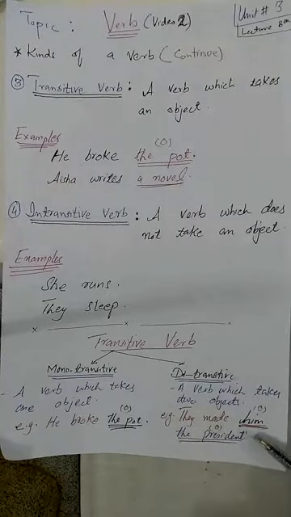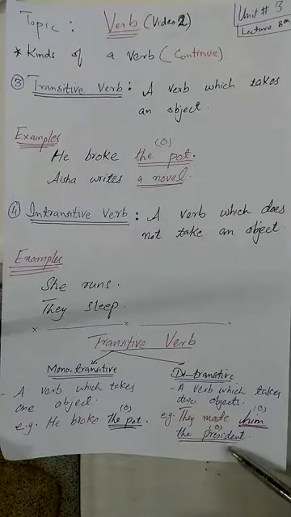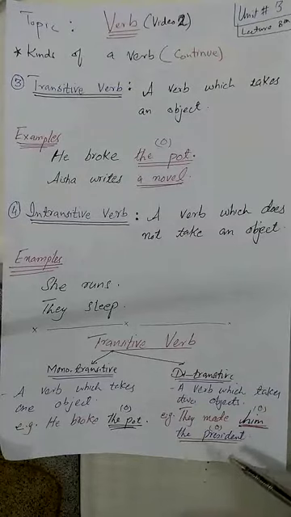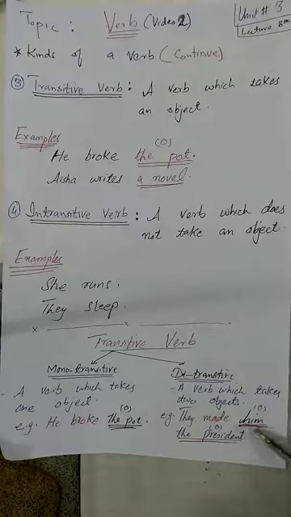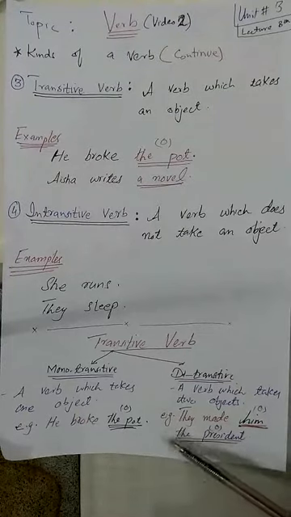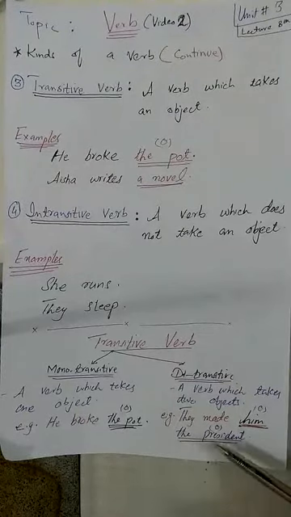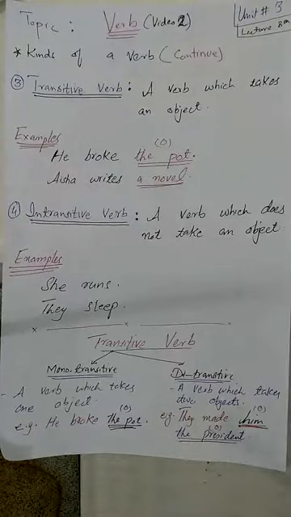Like, look at this sentence. They made him. They made him what? The president. If you do not put this object, the president, here, the meaning will not be completed. So this verb, made, would need two objects. One is him and the other one is the president. Then it would complete the meaning. So I hope that this is pretty much clear.